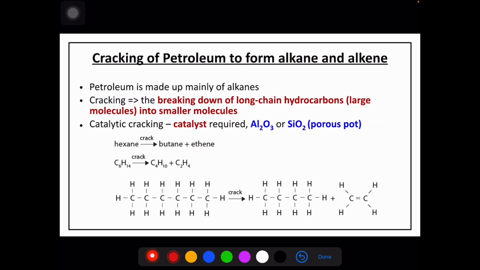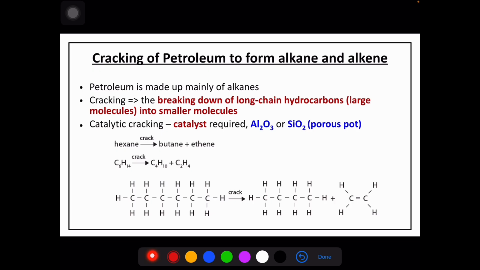So let's move on to talk a bit about how you actually form alkanes and alkenes. Now, alkanes and alkenes are formed by this process called cracking. Right, cracking is exactly what you think the term means in the dictionary. It just means to break down stuff into smaller ones, right? But this time around, what do you break down?